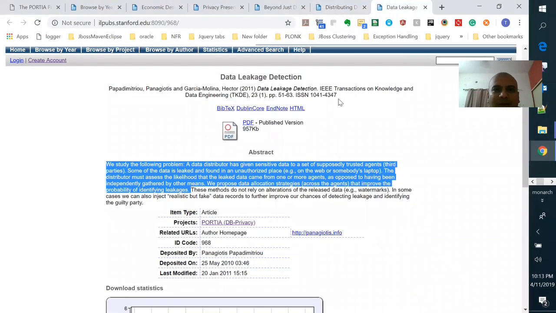So the last paper, data leakage detection. In this case, it's assumed that we share data with multiple agents or multiple users, then sensitive information turns out to have been leaked. Then from which source has it been leaked? So this paper discusses how to identify those leakages and what can be done to pinpoint those leakages.